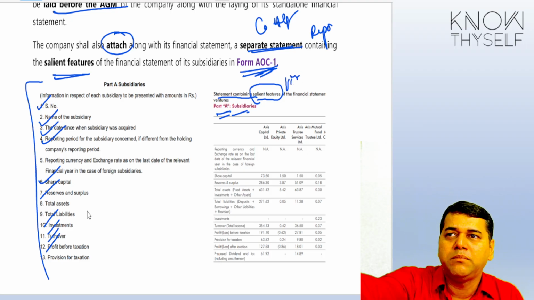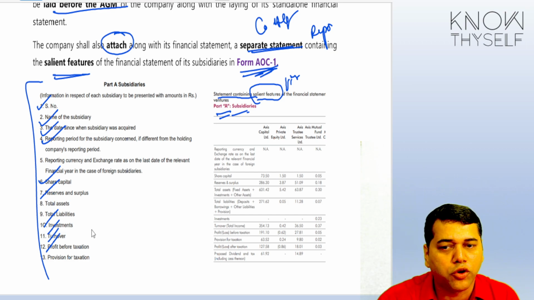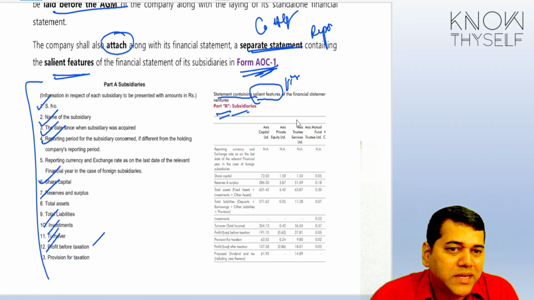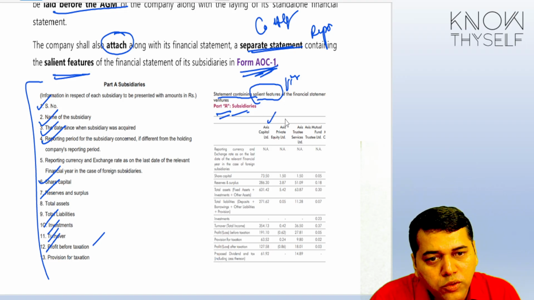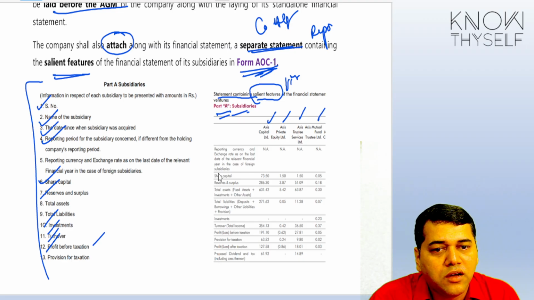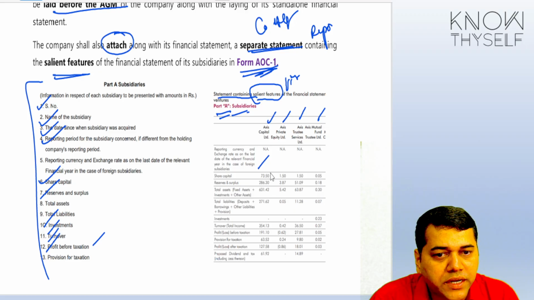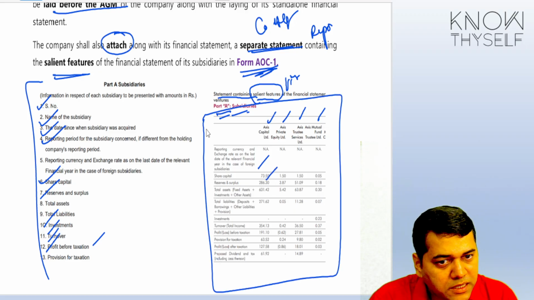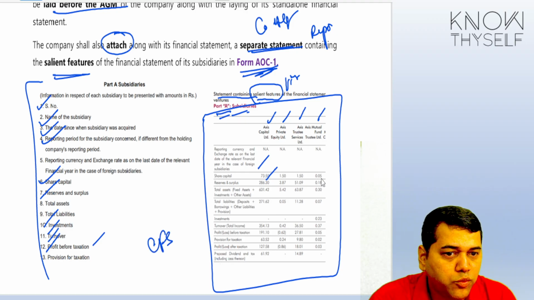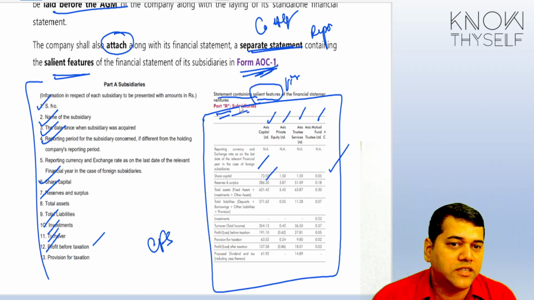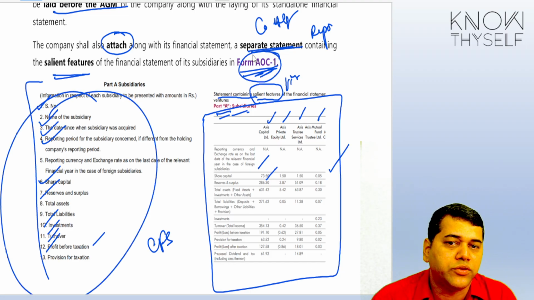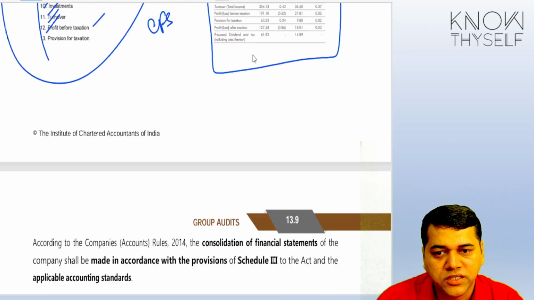We can just, by looking at their balance sheet only, know what their total liability is and what their total profit is. So we need to give one summary statement: who are your subsidiaries? When is your reporting period? What is their share capital? Along with the balance sheet, the P&L and the CFS, we have to give one statement like this, and this format is given in form number AOC-1. I hope it's clear, students.